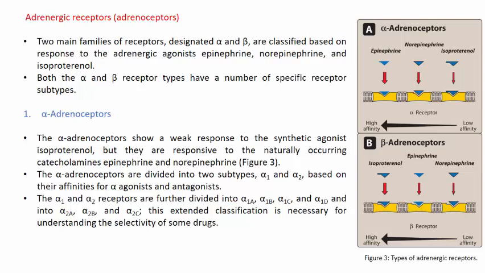وأيضا الأدرينوسبترز alpha adrenoceptors are divided into main subtypes اللي هم الألفا 1 and ألفا 2 وهذا based on their affinity for the alpha agonist and antagonist وبعدها further divided into subgroups اللي هي ألفا 1A ألفا 1B ألفا 1C and so on. This extended classification يكون necessary for understanding the selectivity of some drugs.